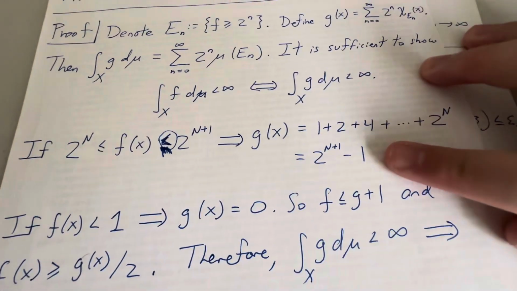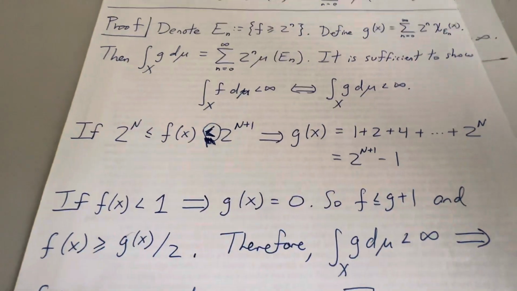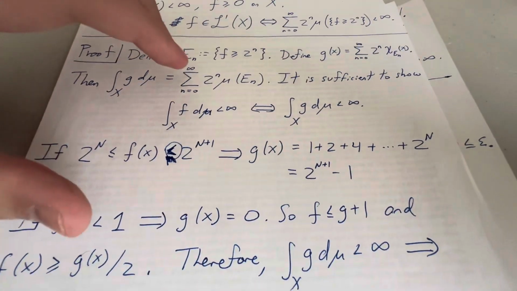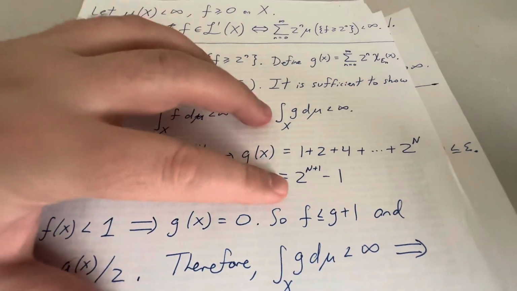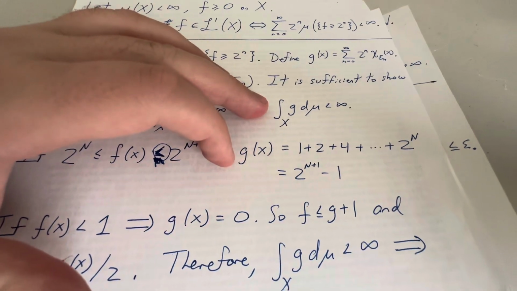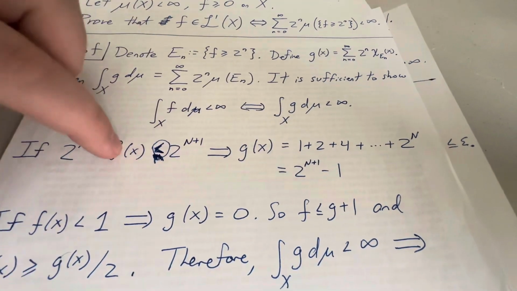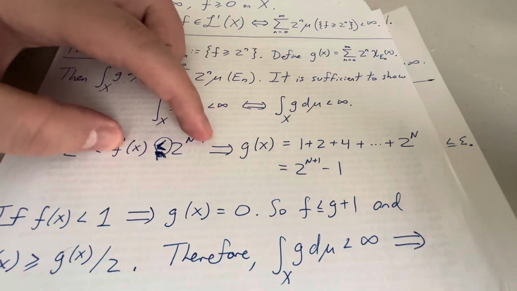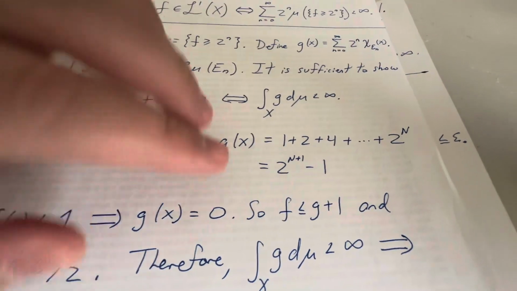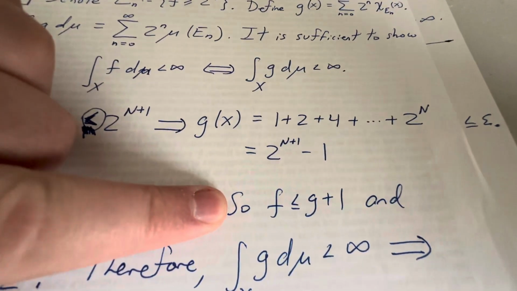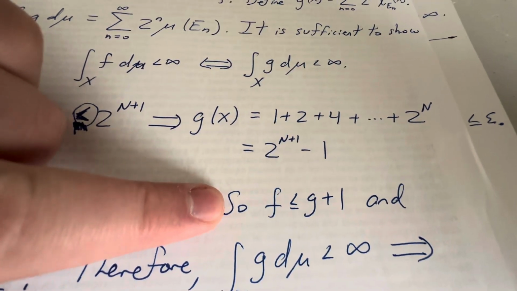Now, why do I care about that number? Well, we can notice a few things: if we add 1 to both sides, then we know that g(x) plus 1 is going to be strictly bigger than f(x), just by using this property if I add 1 to both sides, which is exactly what this line says. f is less than or equal to g plus 1.